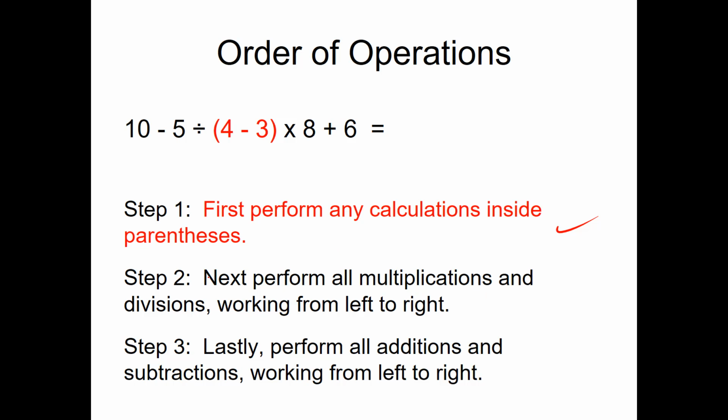After that, it will perform any multiplication or division, always working from left to right. So it'll see multiplication or division equally, and it's going to see the first thing on the left. So the first thing it would see in that case would have been the divide, and then later on it would see the multiplication after that. Lastly, it's going to perform all additions and subtractions working from left to right. So the last thing it's going to do is add or subtract if it sees anything.